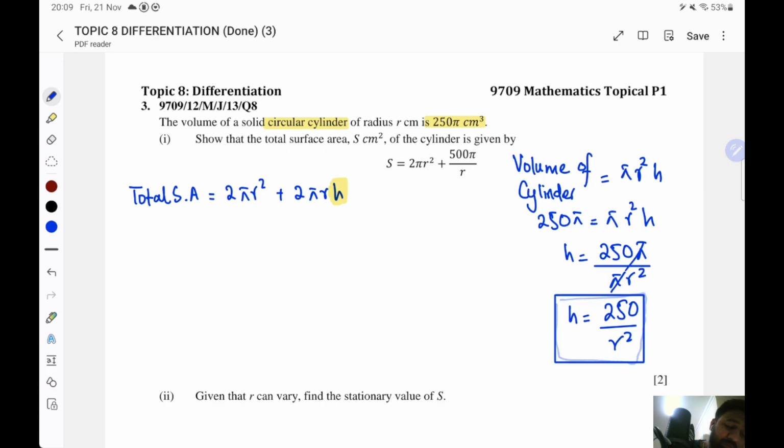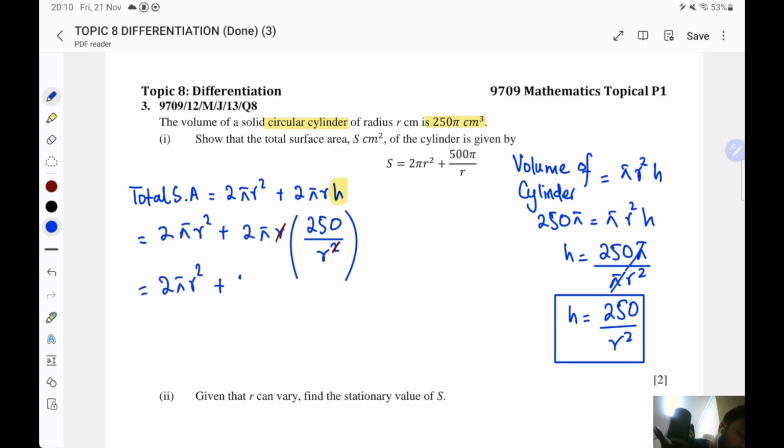Now we'll simply substitute this value of h in the formula for total surface area, which will make it 2 pi r squared plus 2 times pi times r, bracket, the value of h, which is 250 divided by r squared. Now we will simplify: 2 pi r squared plus 500, and pi only, and yes, there is an r left in the denominator. So this equals S, the total surface area of the cylinder, and this is what he was asking us to show.